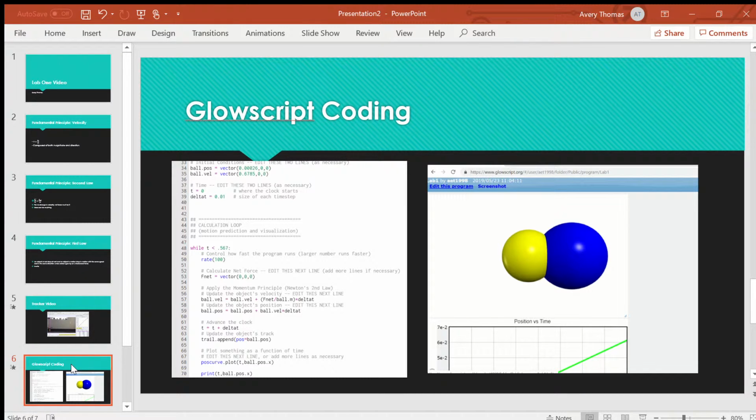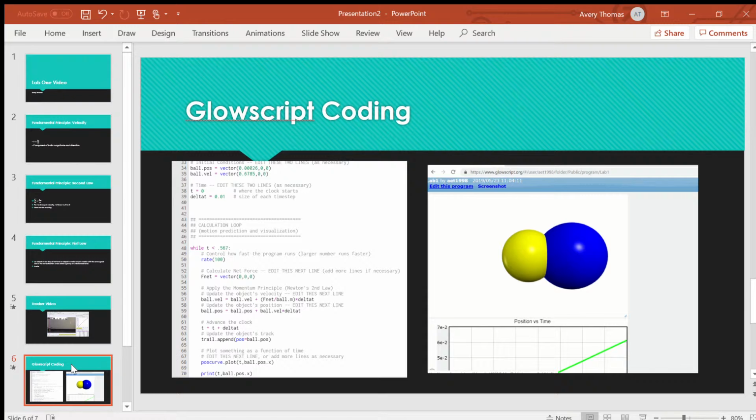I then began by creating my computational model through GlowScript. For the actual coding, some calculations were necessary to find my average velocity. I took the initial time and position and the final time and position and used my formula to find that my average velocity was 0.6785 meters per second.